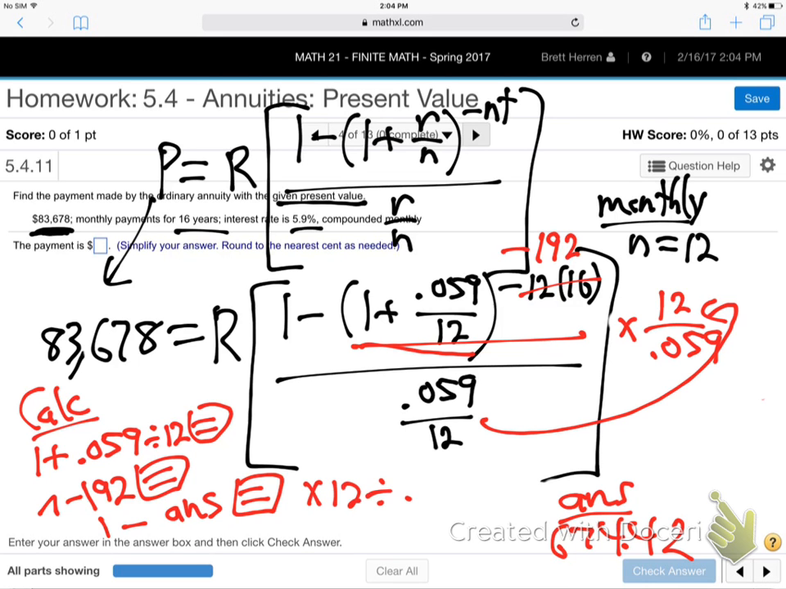Times 12 divided by 0.059 equals. Then that's the whole right side. Final thing you do is you take 83,678 divided by answer equals.